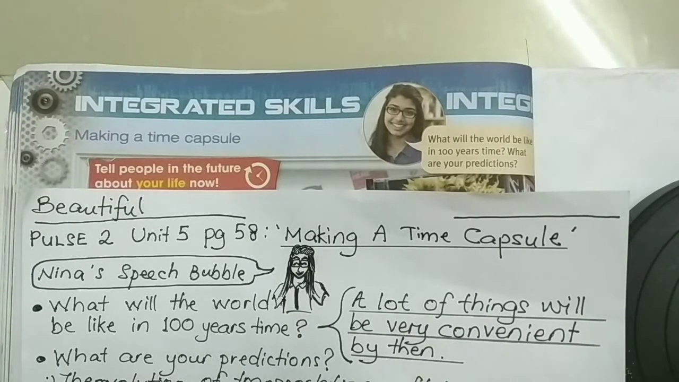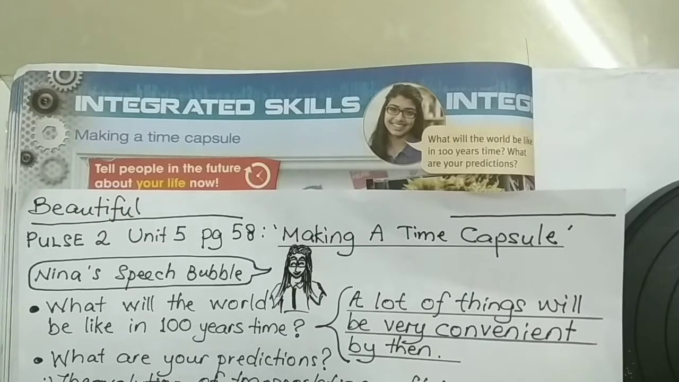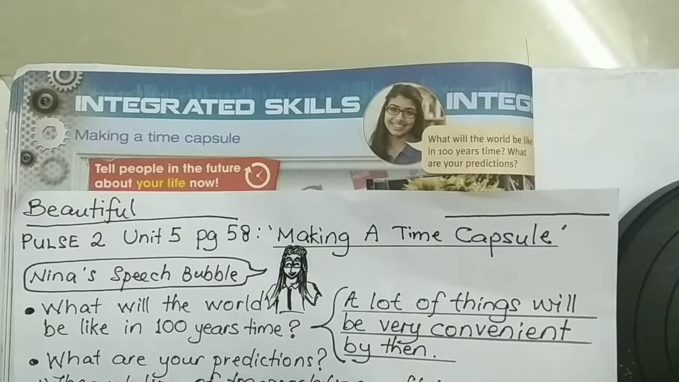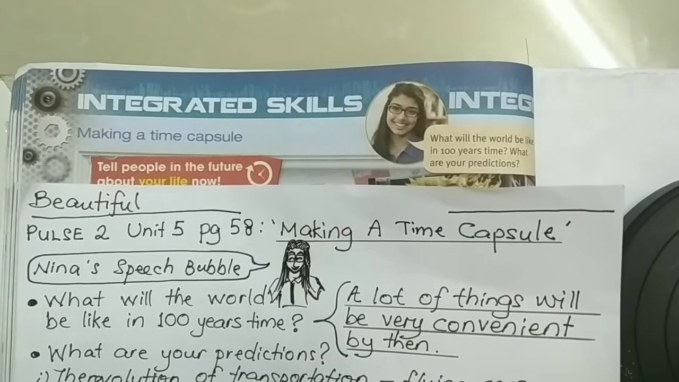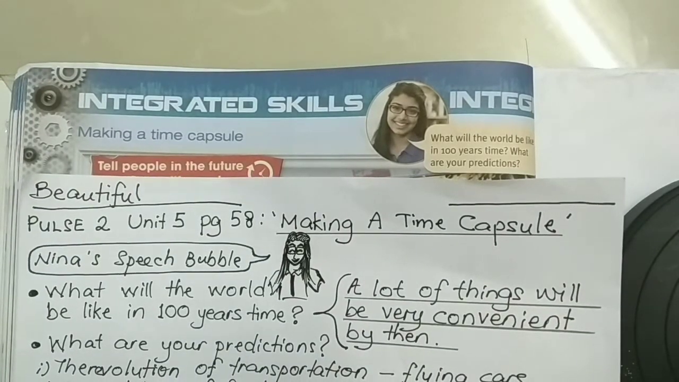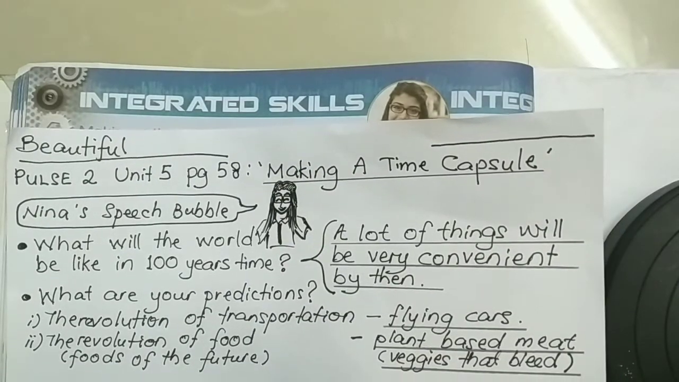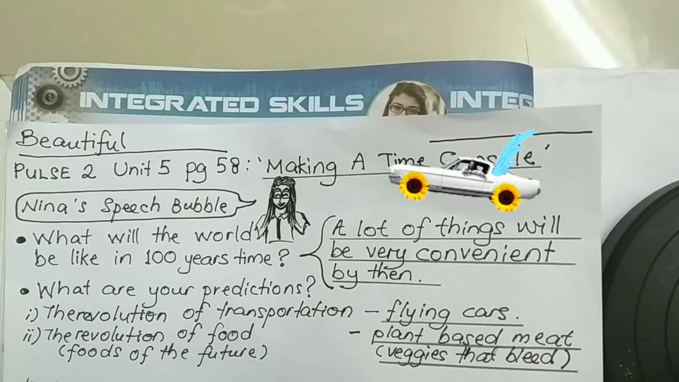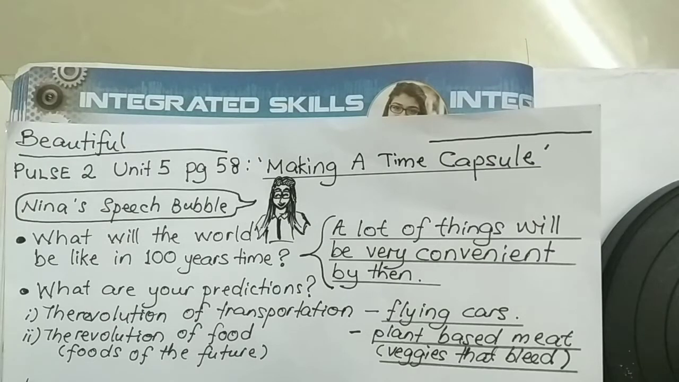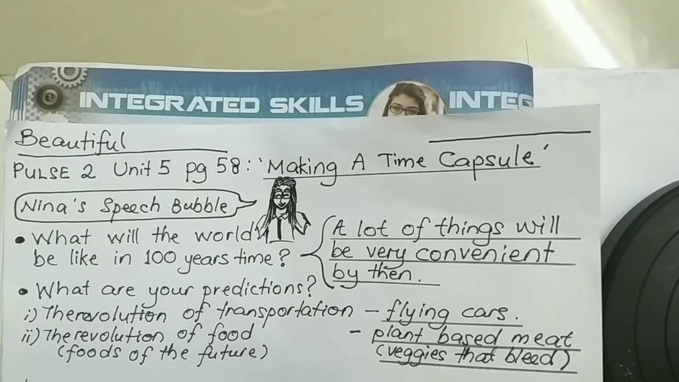Alright, Nina's speech bubble. For me, to answer this question, I say a lot of things will be very convenient then. Why? Now here are my answers, because it comes after this question. What are your predictions? And I say, the revolution of transportation, flying cars. Now we don't have flying cars at the moment, but I'm sure a lot of people, scientists, inventors, are trying to build something like this, like those shown in the futuristic movies.